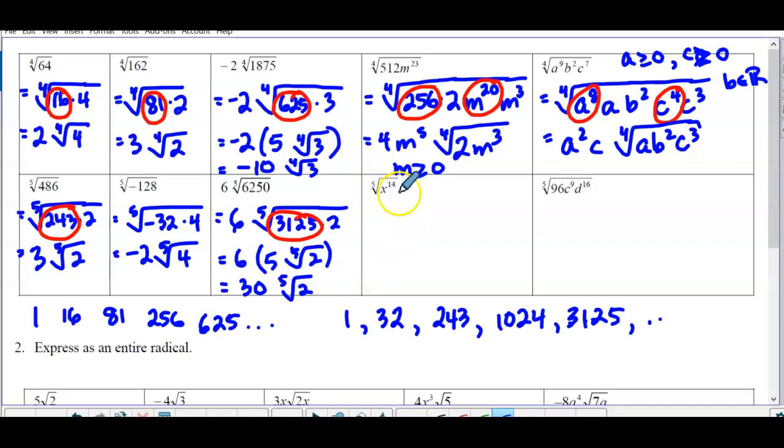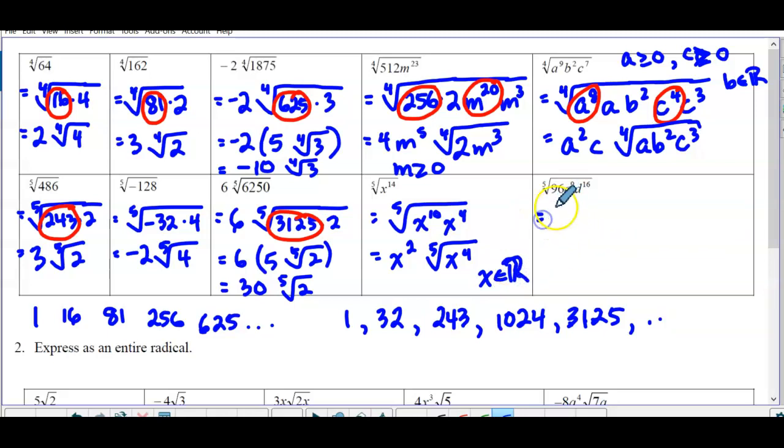Okay, and then 5th root of x to the 14th. So 5 doesn't go into 14, so we need to split it up. Next lower exponent that's a multiple of 5 is 10. So now 5th root of x to the 10, you divide 10 by 5 is 2. So that's x squared. And x to the 4th has to stay underneath the radical. And here we can take the root. It's a 5th root, so it can be any value.